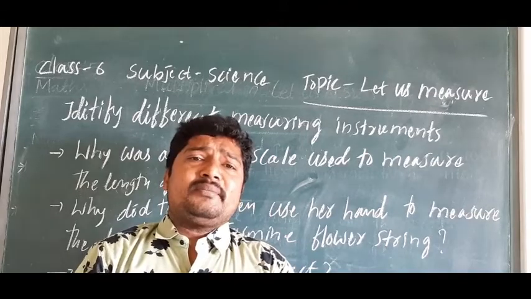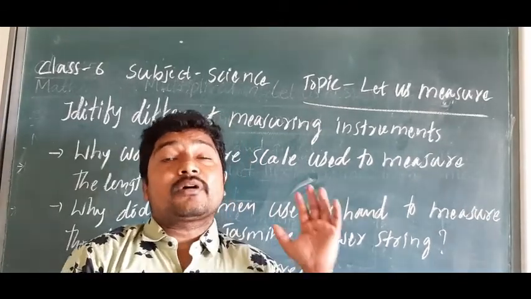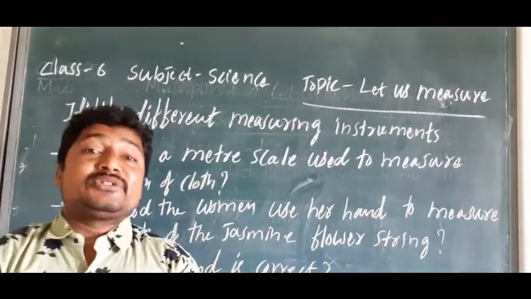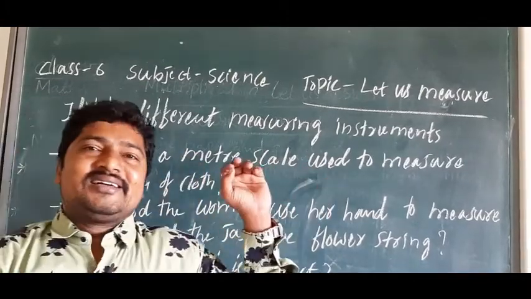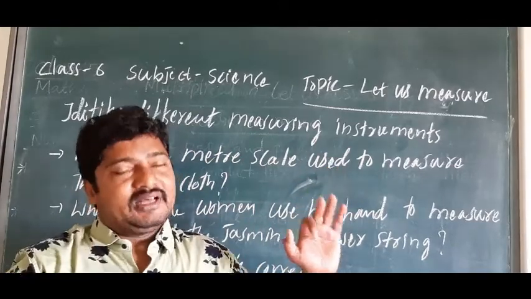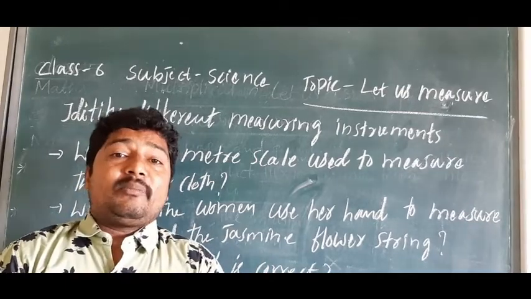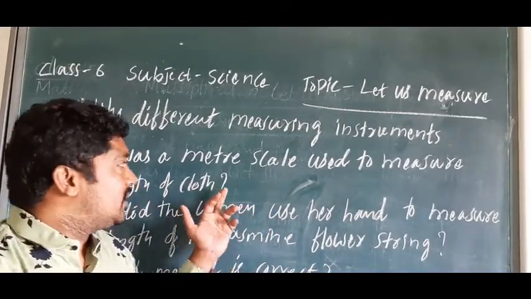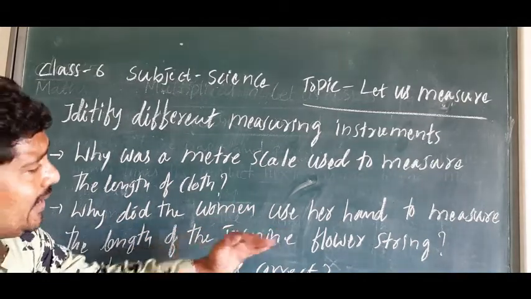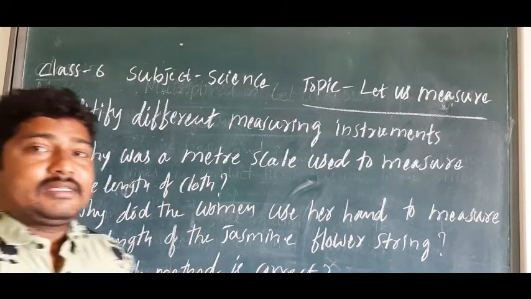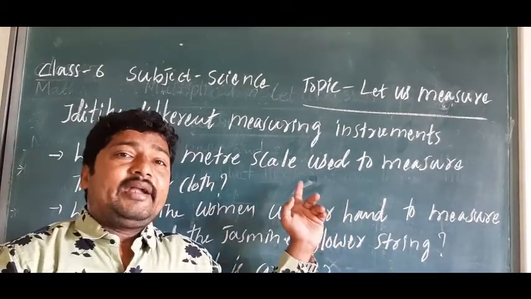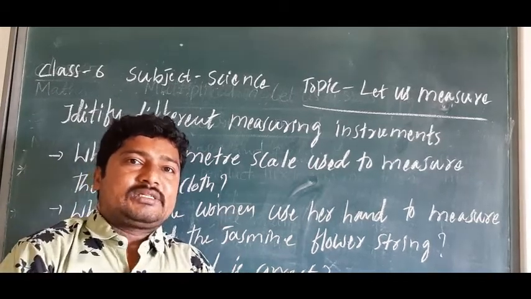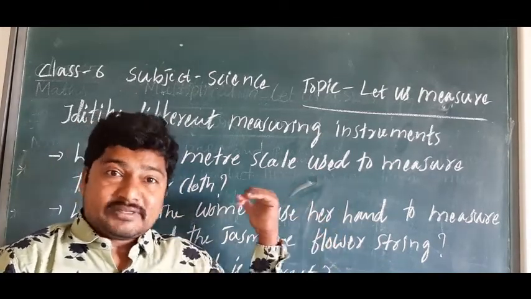Second one: why was a metric scale used to measure the length of the cloth? That is our question. What is the question? Why was a metric scale used to measure the length of the cloth? You have to remember this after completing your task. Second: why did the woman use her hand to measure the length of the rose and jasmine flower string? So these two also we have to note down and identify, and compare with what you measured from your parents' handspans.